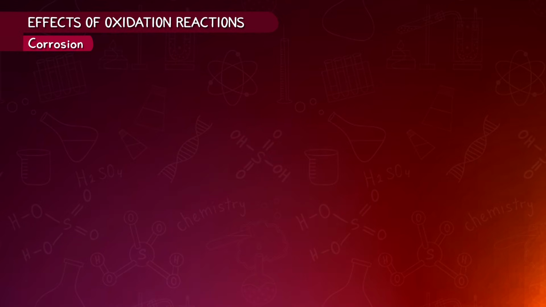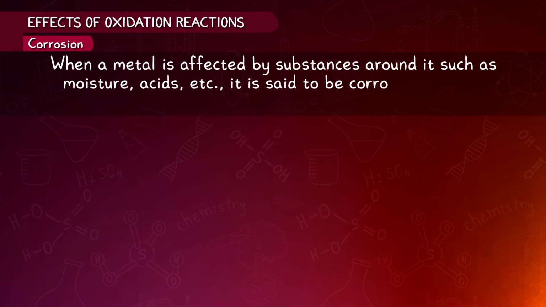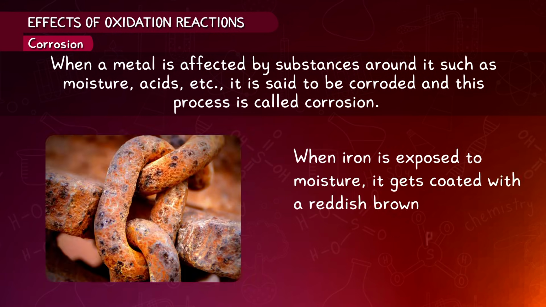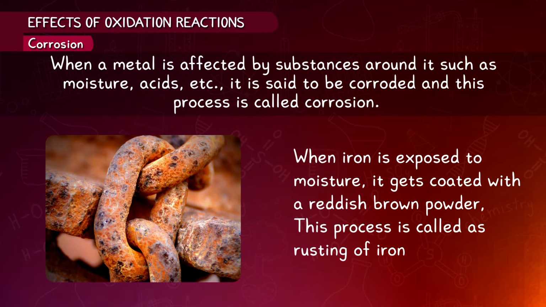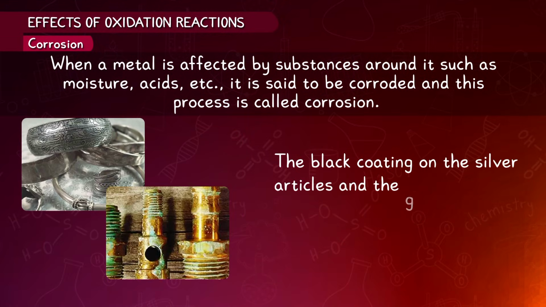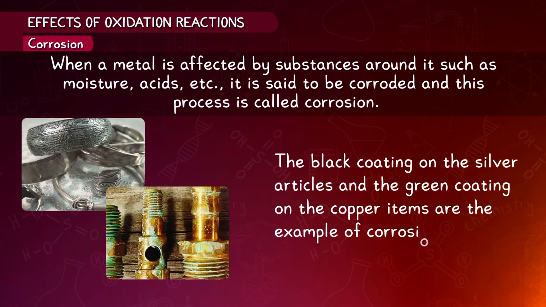Corrosion. When a metal is affected by substances around it, such as moisture, acids, etc., it is said to be corroded, and this process is called corrosion. When iron is exposed to moisture, it gets coated with a reddish-brown powder. This process is called as rusting of iron. The black coating on the silver articles and the green coating on the brass items are the examples of corrosion.